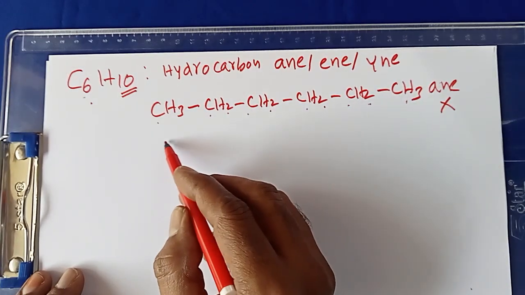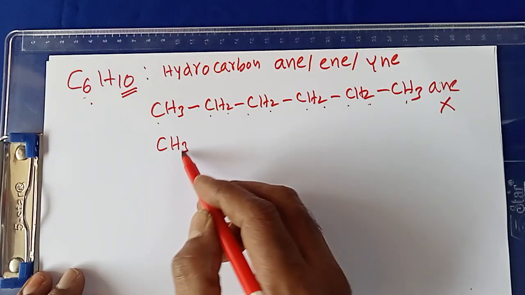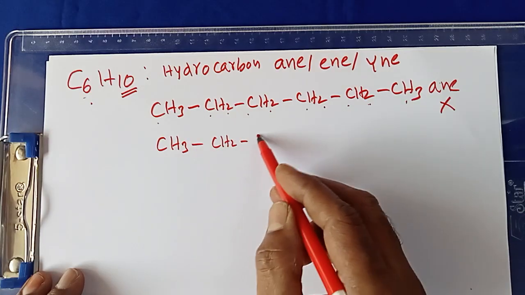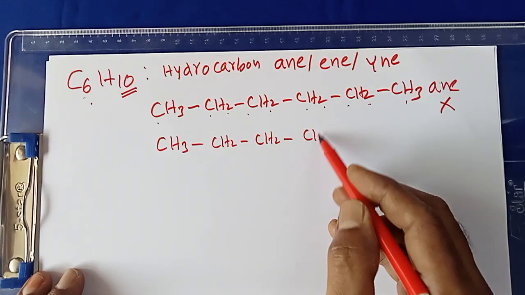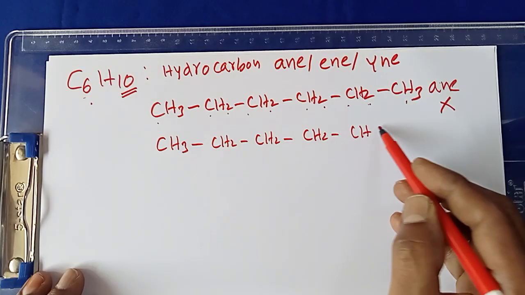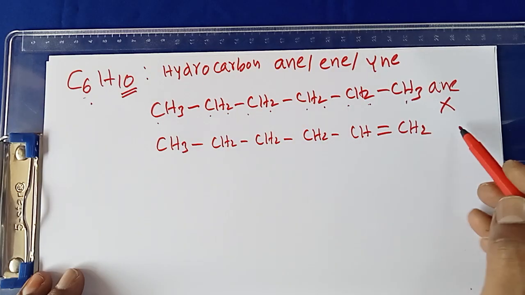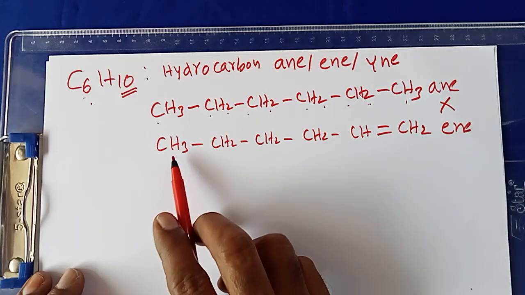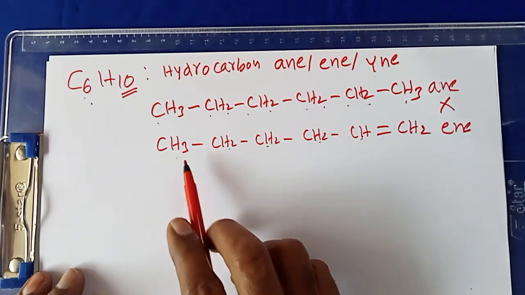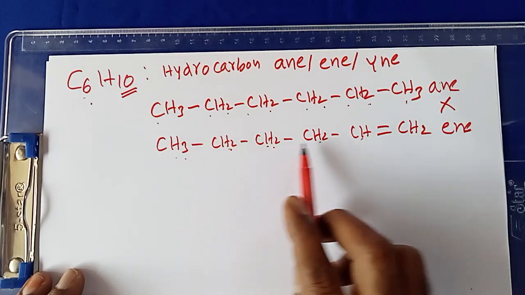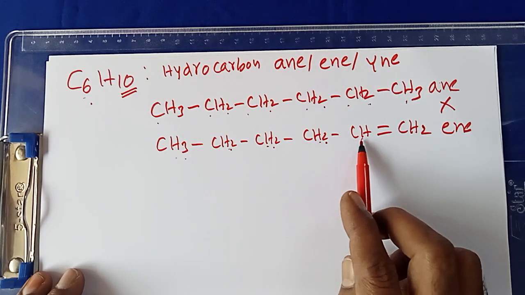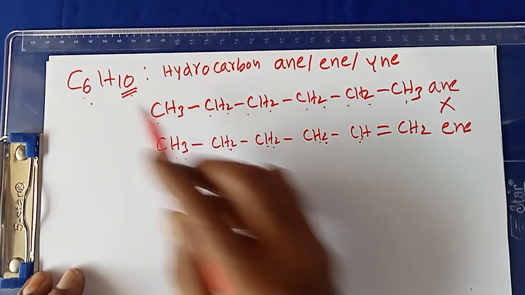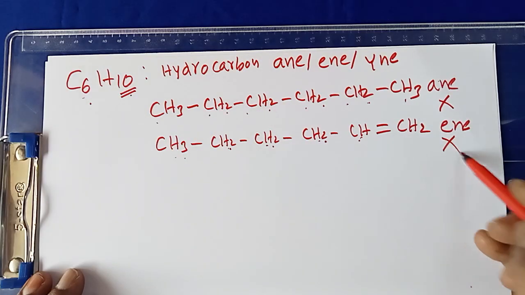Next you can check alkene. CH3, CH2, again CH2, again CH2, CH double bond CH2. This is alkene. So carbons are 6 only. But hydrogens are 3 plus 2, 5 plus 2, 7 plus 2, 9, 10, 12. But here only 10. So alkene is also not possible.